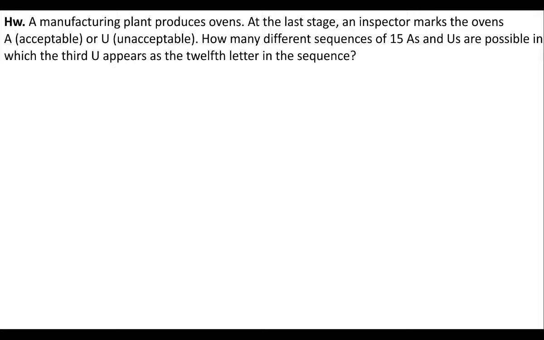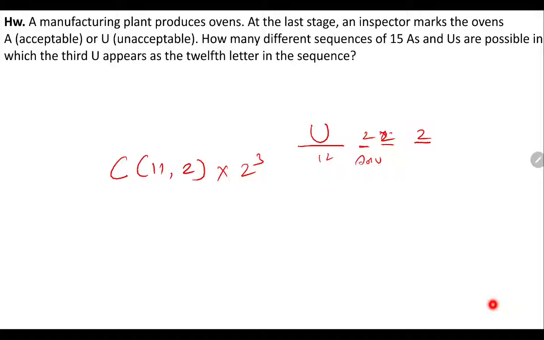So now what the condition is, that 12th letter is U. It means in the first 11 letters 2 U are there and the remaining portion will be filled by A. This is 12th, then 13, 14, 15th. What are the choices? Each can have, both is allowed, either A or U. It means that 2 cross 2 cross 2, so 2 cube, which is the required answer.